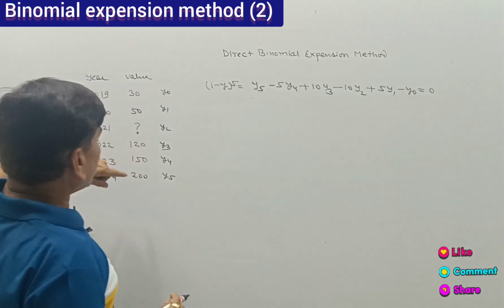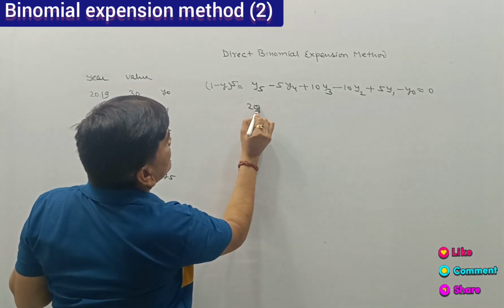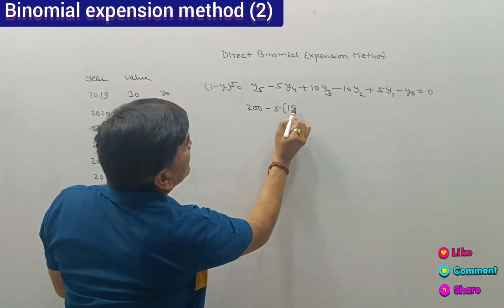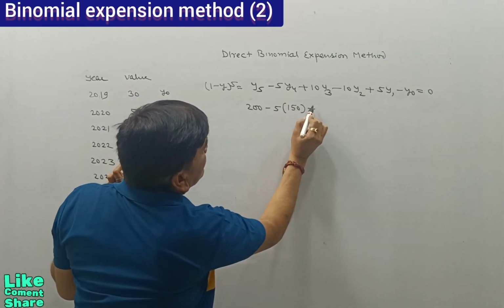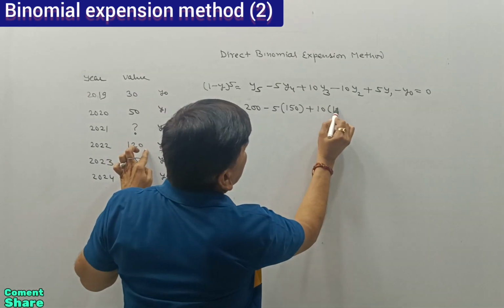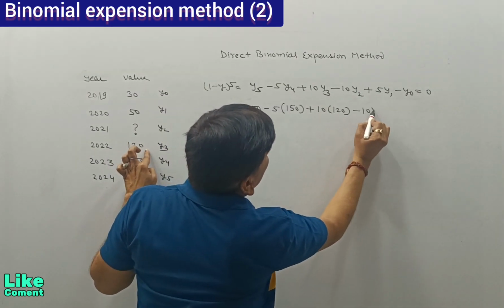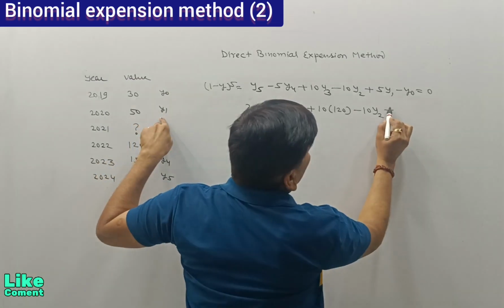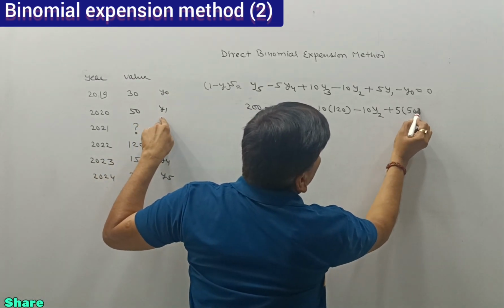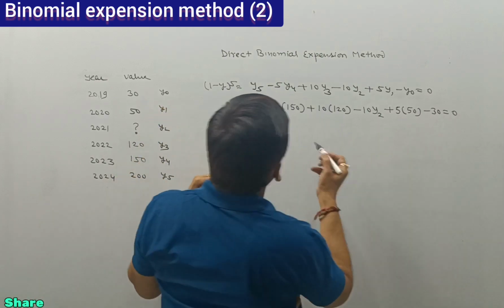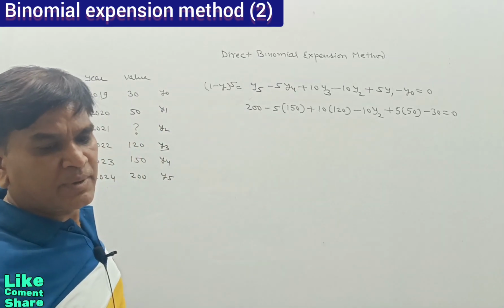Writing this, 200 minus 5 multiplied by 150 plus 10 multiplied by 120 minus y2, the value we don't know, plus 5 multiplied by 50 minus 30 is equal to 0. So we just have to solve this problem.